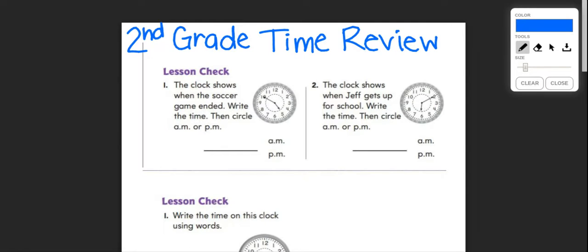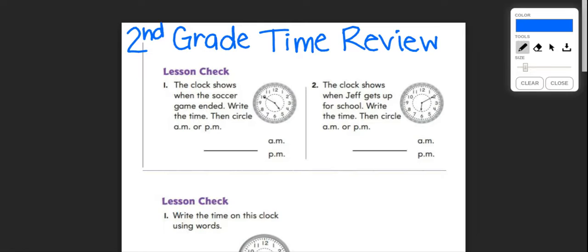Hi everyone. In this video, I'm going to be going through some examples of some problems referring to time. So if we look at the first one, it says the clock shows when the soccer game ended. Write the time, then circle AM or PM.